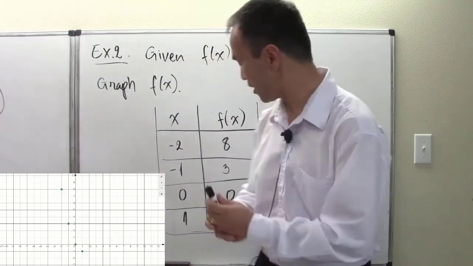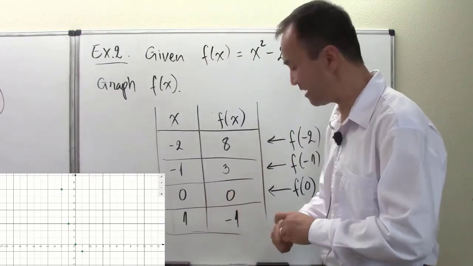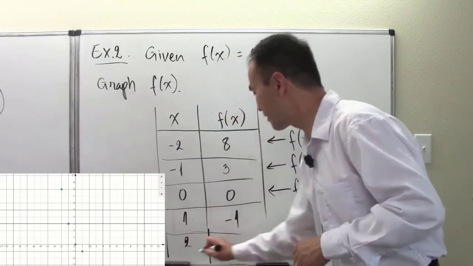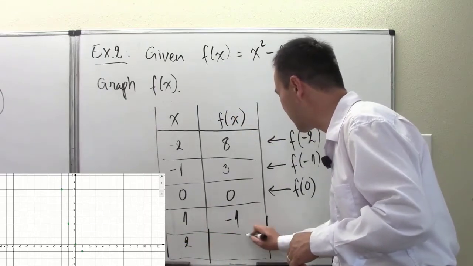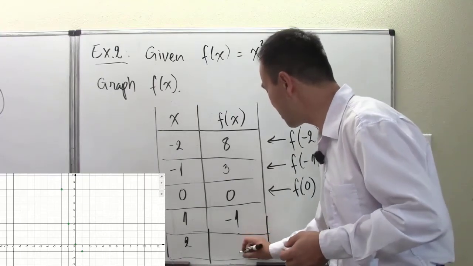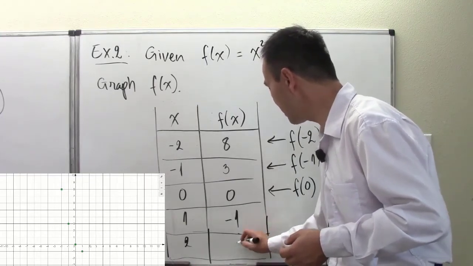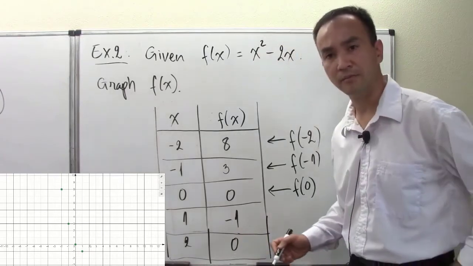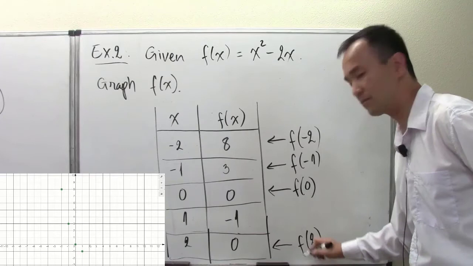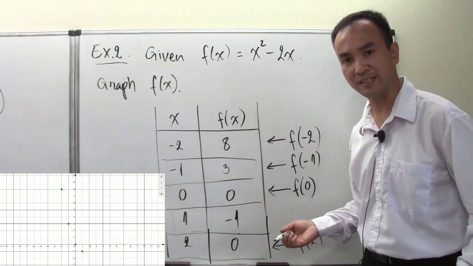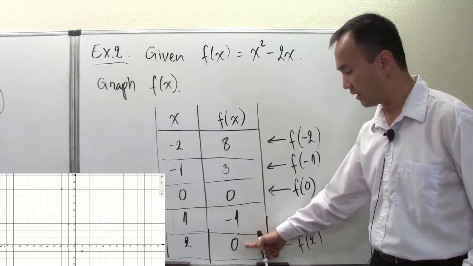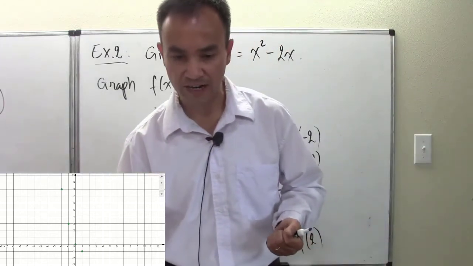Back on my table, I can put another value here, when x equals 2. Let's see what's going to be happening here. When x equals 2, we're looking at 0. This means f of 2 equals 0, and you can go ahead and verify me on that. All right, so now let's put that there on the graph.